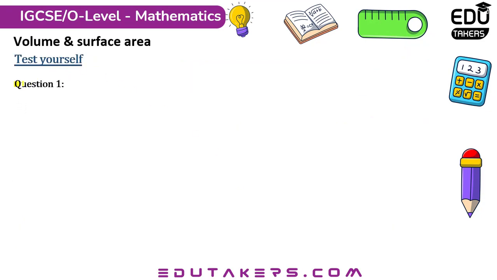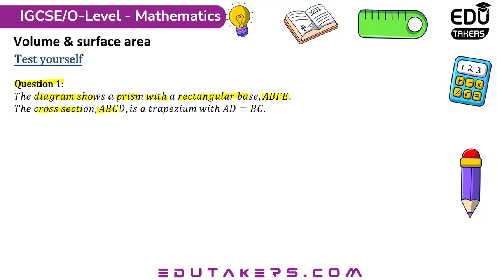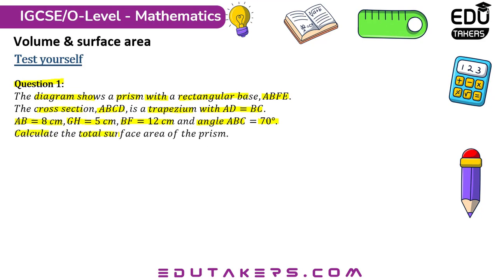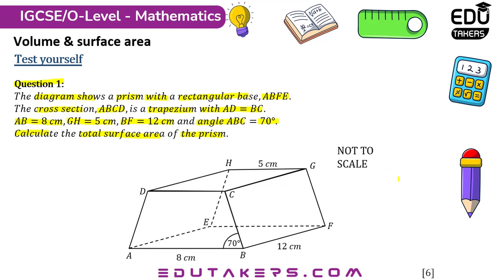Test yourself. Question number 1. The diagram shows a prism with a rectangular base ABFE. The cross section ABCD is a trapezium with AD equals BC. AB is 8 cm, GH is 5 cm, BF is 12 cm and angle ABC is 70 degrees. Calculate the total surface area of the prism. Diagram is not to scale. It's a 6-mark question.